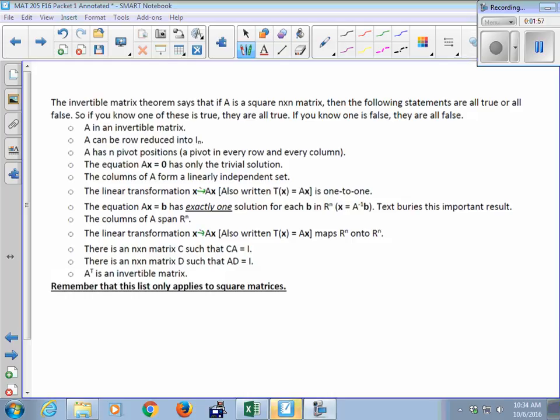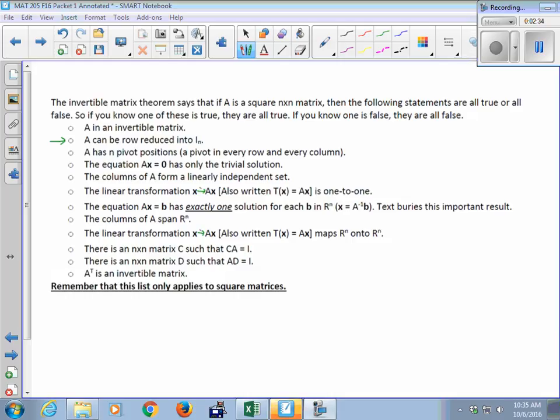Notice that this only applies to square matrices. So this whole theorem only applies when you're dealing with square matrices. And we have a whole bunch of things that are equivalent. Invertible matrix means it can be row reduced into I_n, which is the n by n identity matrix. We talked about this last class because that's how you find an inverse matrix. You augment your matrix with the identity, and if there is an inverse, they swap. The identity lands over here and A inverse lands on the right.